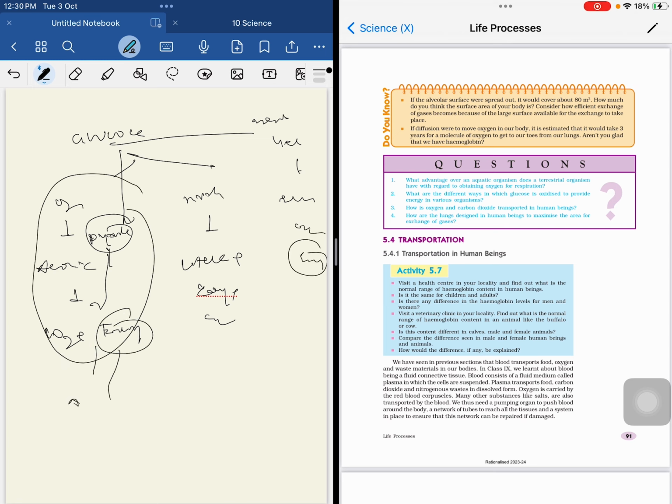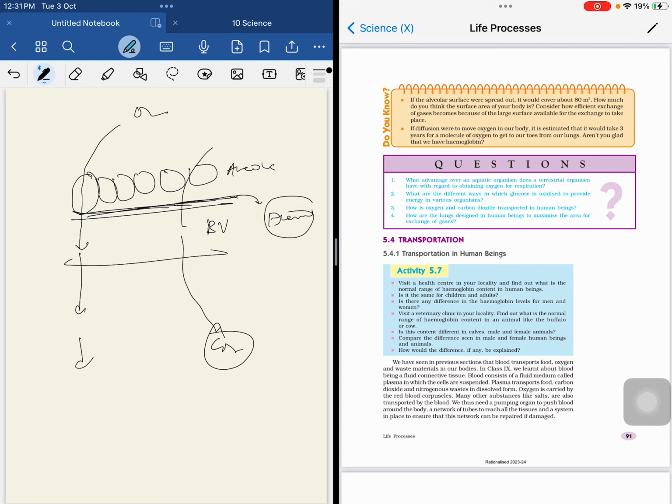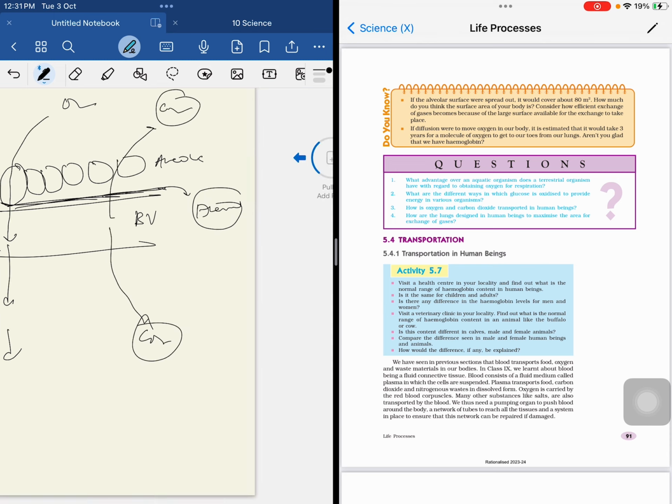How is oxygen transported in human beings? I have said already, through a process called diffusion. Alveoli are present, and there are blood vessels. There is a small membrane between the blood vessels and alveoli, called the alveolar basement membrane. Oxygen from the air directly diffuses into the body, and carbon dioxide present in the body diffuses outside like this.